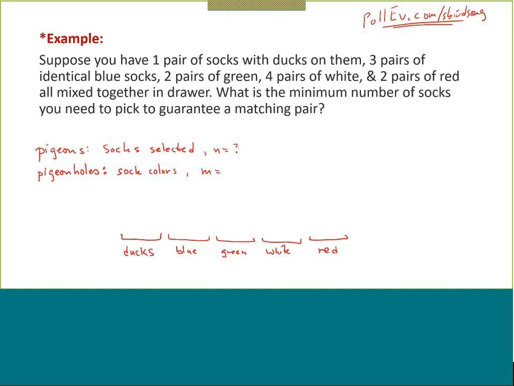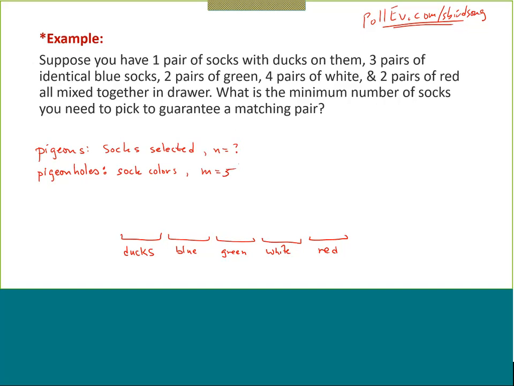Did I miss any? I think I got them all. So assuming that those are all the types of socks, how many types of socks did we have? We had 5. Now, no lies, this is the standard way of writing these types of questions. However, it can be confusing if you don't pay attention to what's going on with the pigeonhole principle.